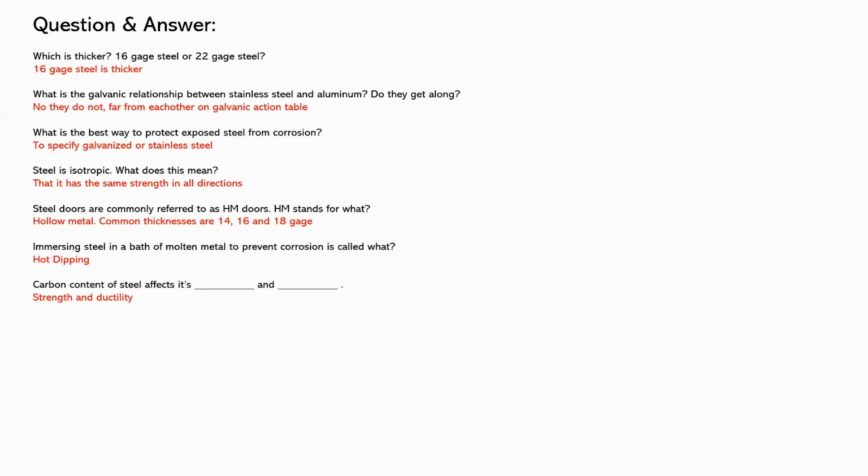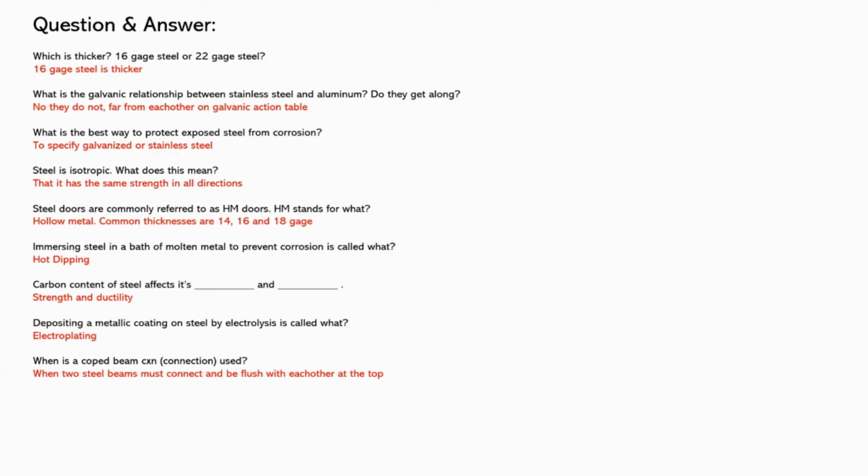Carbon content of steel affects its blank and blank. It affects its strength and ductility. Depositing a metallic coating on steel by electrolysis is called what? Electroplating. When is a coped beam connection used? When 2 steel beams must connect and be flush at the top. What is the main purpose of deformations in steel floor decking? They help lock the concrete slab and decking together to achieve composite action.